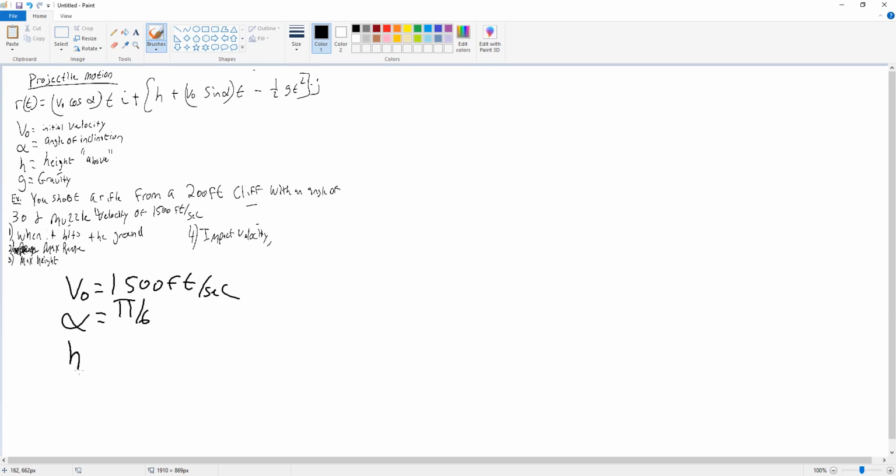The height is going to be what, 200 feet? And that's going to be gravity. Gravity is going to be 32 feet per second squared, not per second, because feet per second will be velocity.